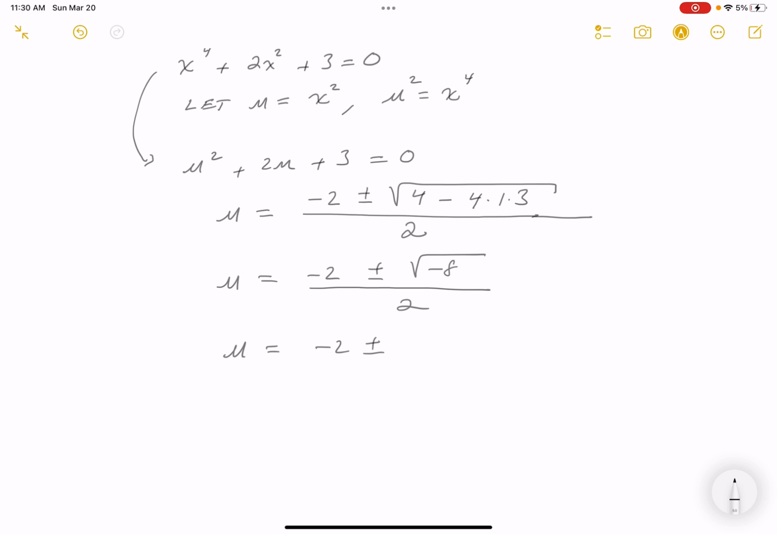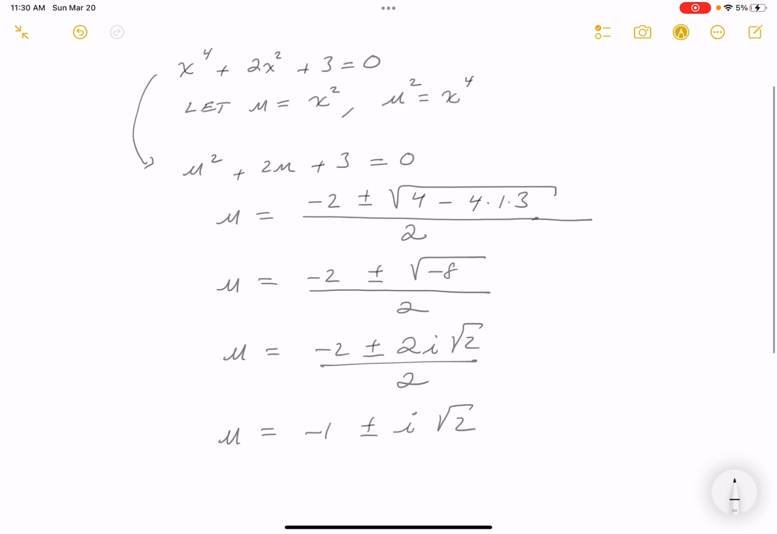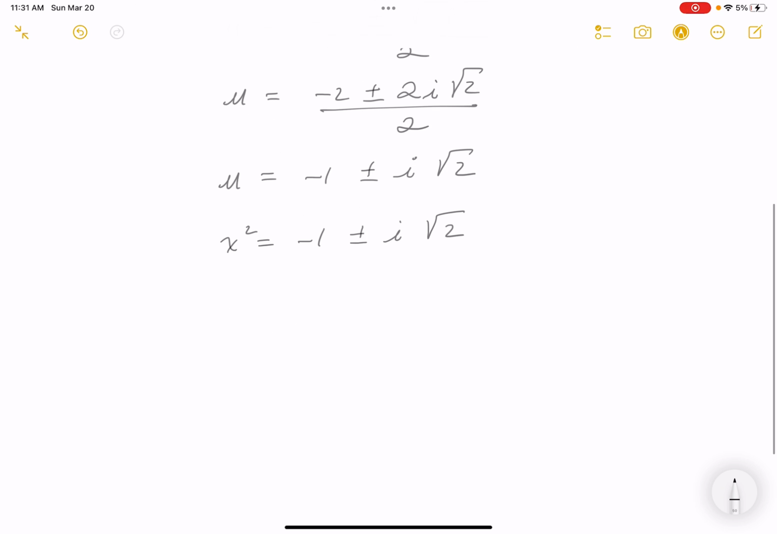So what's u going to be equal to? Minus 2 plus or minus 2i root 2 over 2. So what do you get over here? u is going to be minus 1 plus or minus i root 2. Well, I really didn't want u. I wanted x, but u is equal to x squared. So what do I get? x squared is equal to minus 1 plus or minus i root 2. Oh boy, I got to write this down now. x equals plus or minus the root of minus 1 plus or minus i root 2. Kind of nightmarish looking, but I did find them.